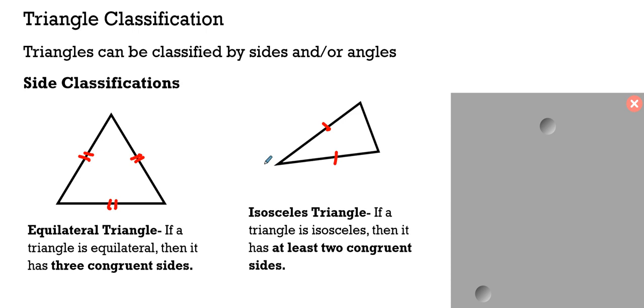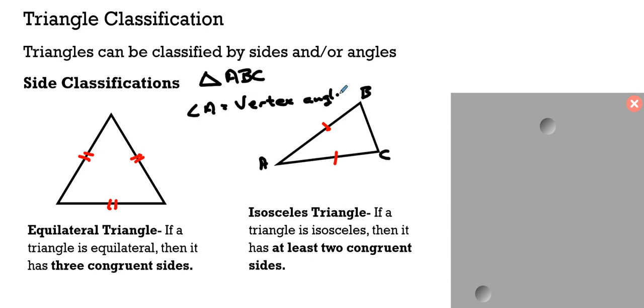I'm just going to label this triangle A, B, C. We always name triangles with 3 letters, and for our notes, not surprisingly, that reads triangle ABC. In this case, when we have an isosceles triangle, angle A is what's called the vertex angle. It's the vertex angle because it is formed by the congruent sides. Sides AB and AC are congruent. That makes A the vertex angle.